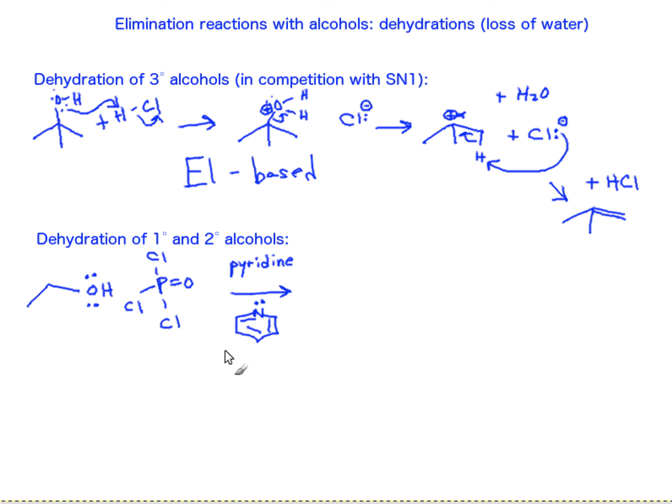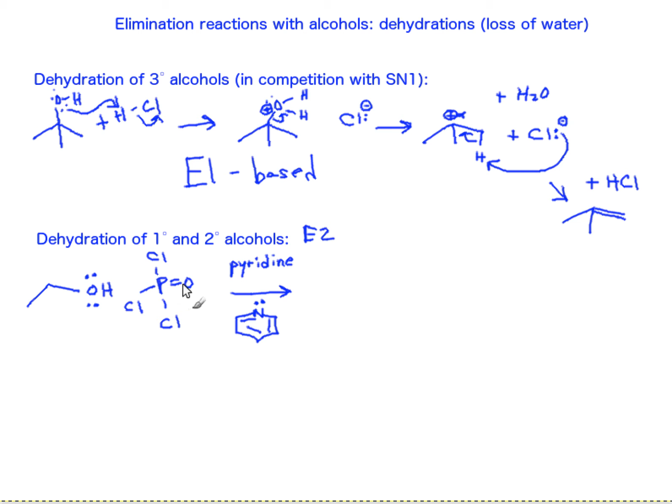Okay, now our goal here is really the same. We're going to remove water somehow and result in an alkene product, but we can't do it through E1. We're going to have to do it through an E2 based mechanism. Now the problem with E2 again is that this is a bad leaving group, so we're going to use this POCl3 reagent in order to convert our alcohol into something that's a little better leaving group.